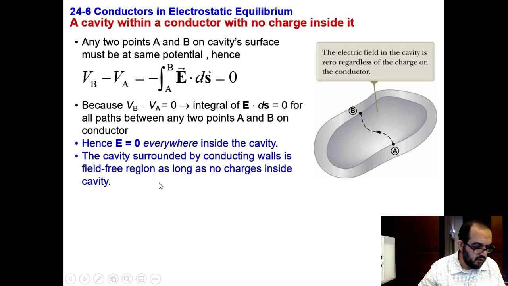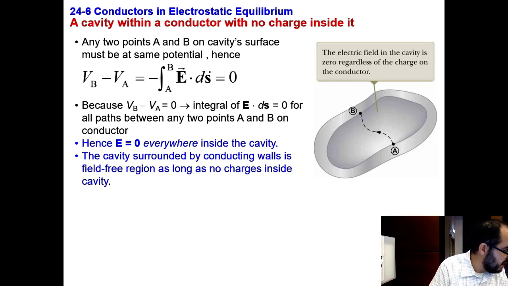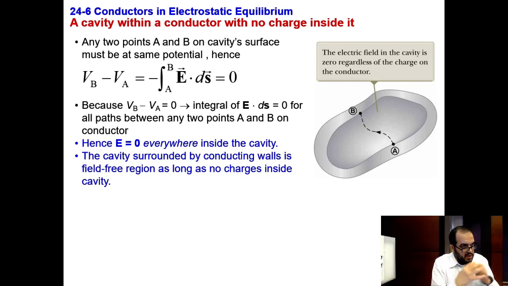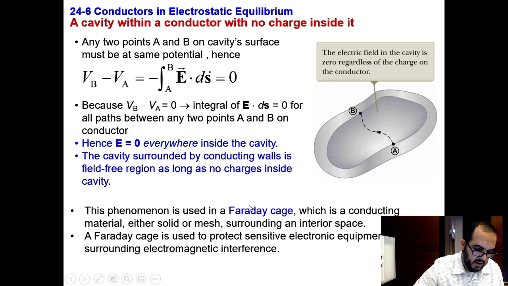So, we can conclude from this that a cavity surrounded by a conducting wall is a field-free or zero electric field region, as long as no charges are placed inside the cavity. So, if there is no charge inside the cavity, the electric field inside that cavity is 0. And this is what we have observed for the car. The person in the car did not feel anything from the very strong electric field outside the car, because he was inside the cavity, and inside the cavity there is 0 electric field.